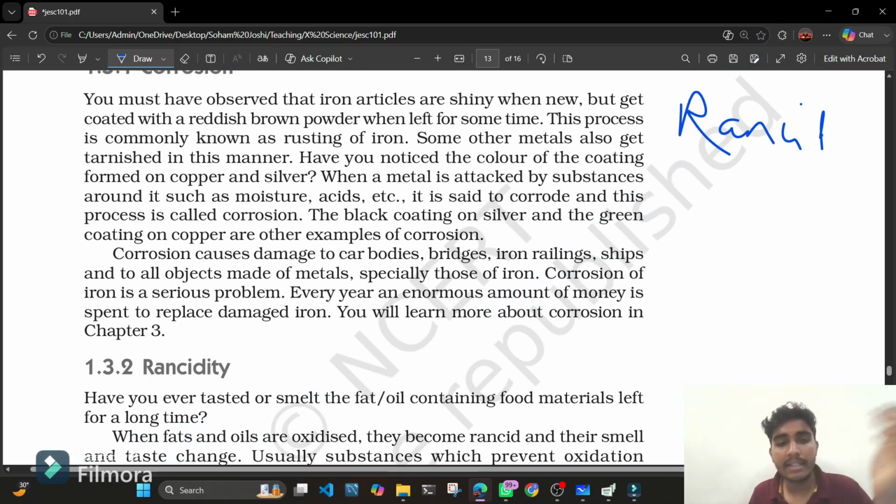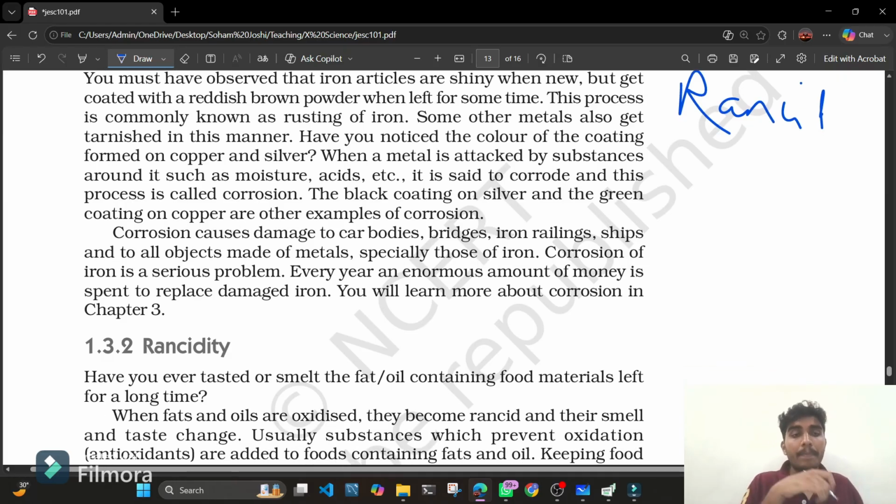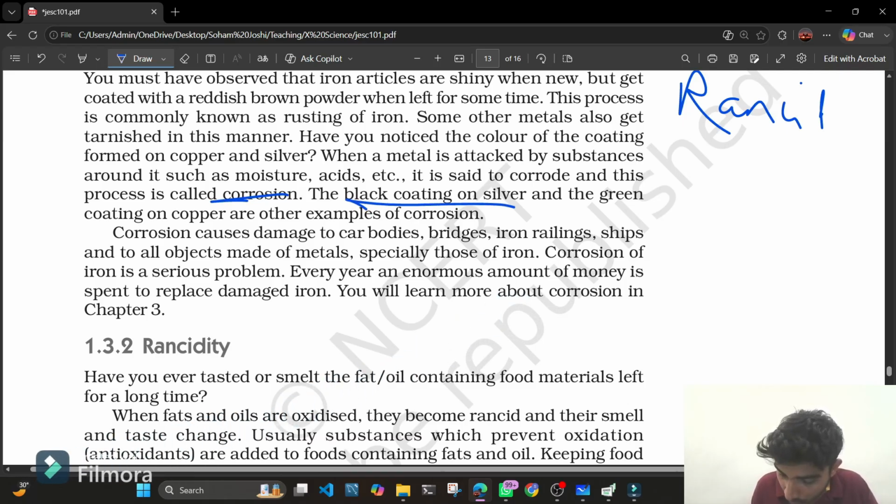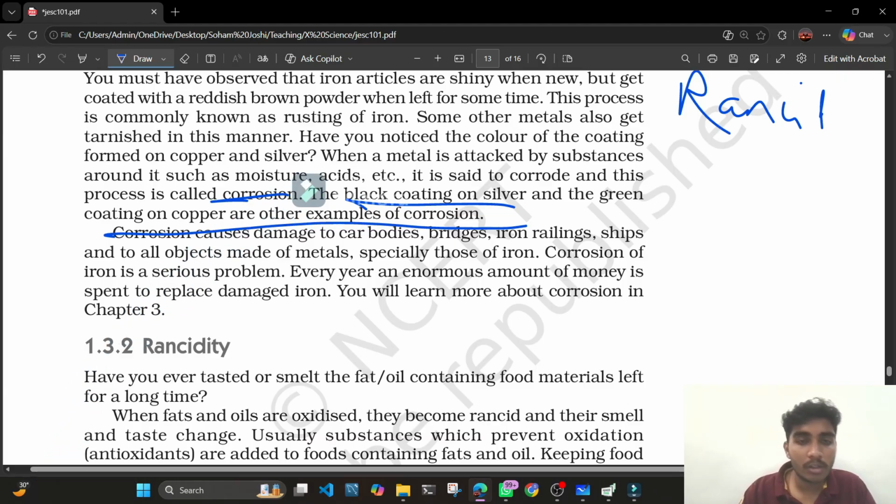this was just for additional information। ठीक है, ऑल्सो सिर्फ आयरन ही रस्ट होता है क्या? No, copper and silver भी रस्ट होता है। When a metal is attacked by substances, this is called corrosion. ठीक है, the black coating on silver and the green coating on copper are some examples of corrosion। सिल्वर को भी थोड़ा ऑक्सीडाइज होने दो, बराबर ब्लैक कोटिंग आता है उसके ऊपर, so that is also corrosion। कॉपर पे ग्रीन कोटिंग चढ़ जाता है, that is also corrosion। आयरन पे रेड कोटिंग चढ़ जाता है, that is also corrosion। करोजन का दिक्कत क्या है?